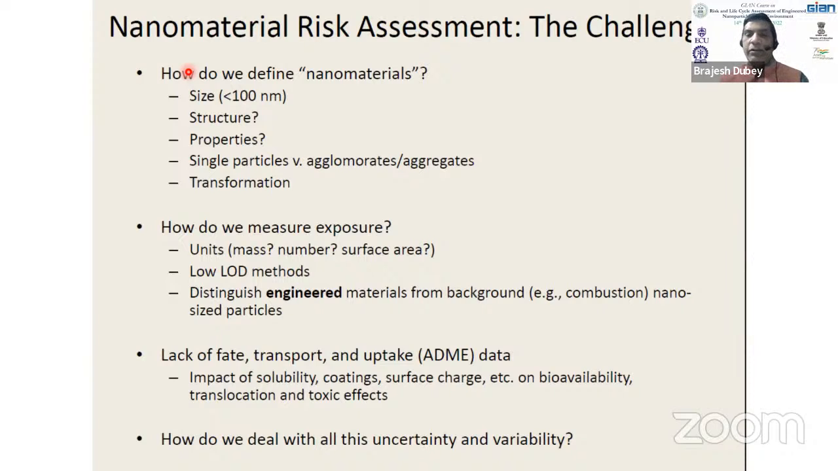these risk assessments. So you look at how you measure exposure, whether we are looking at mass or numbers, surface area, and how you will distinguish engineered materials from the background nanoparticle sizes, because they have been around for a while. There is a lack of fate, transport, and uptake data. We talked about the solubility data, coating, surface charge, and bioavailability, translocation, toxic effects. We don't know much.